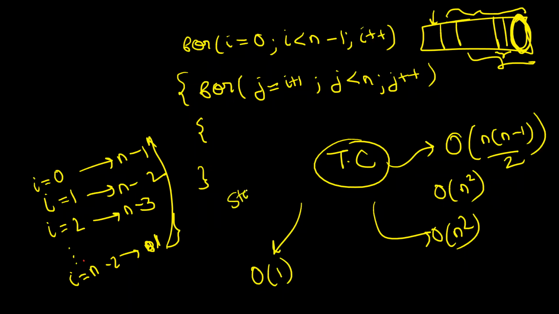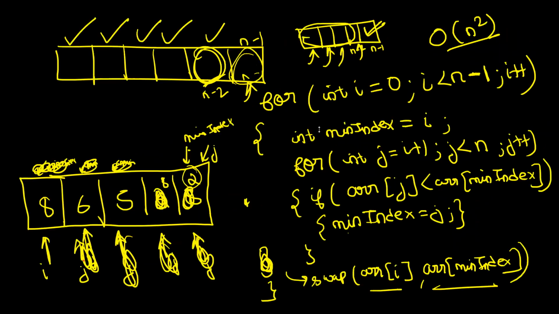Is it stable? No, it is not stable. Is it adaptive? Now you will tell me. Look at the code. Do you think it is adaptive? No, it is not adaptive, right? Because even if it is sorted, you will run this loop entirely. The min index value will not change and you will swap arr of i with itself only. But you still have to run this entire loop. So definitely it is not adaptive. Making sense, guys? How many of you are clear?